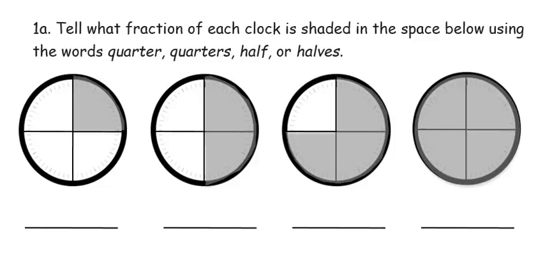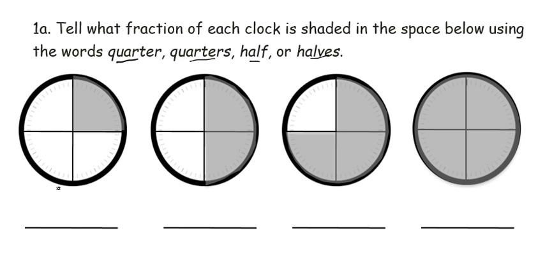This tutorial is for 2nd grade, Module 8, Lesson 13. In this lesson, we're going to use fractions of a circle to help us tell time. The first direction says to tell what fraction of each clock is shaded in the space below using the words quarter, quarters, half, or halves.